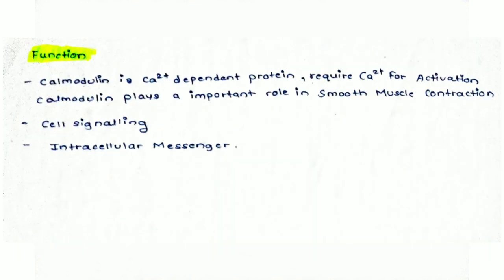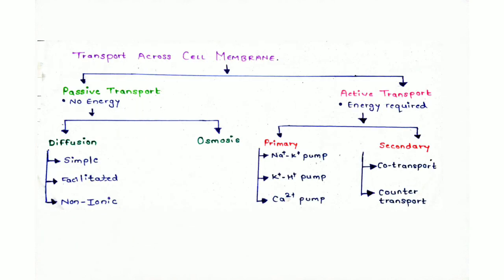Function of the calcium pump. Calmodulin is a calcium dependent protein which requires calcium for its activation. Calmodulin plays an important role in smooth muscle contraction. Second, calcium is important for cell signaling. Third, it acts as an intracellular messenger. So for this video, it's all about the primary active transport.